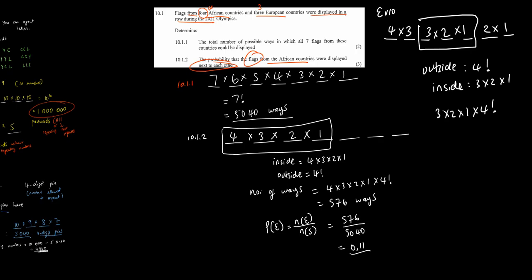The reason why outside I didn't say 5 factorial, counting the box as 1, is because the box must stay in the middle. So if it must stay in the middle, you must leave it there. Don't count it as part of the ones that are outside. But otherwise, guys, I hope that is clear, right? And then just practice more.